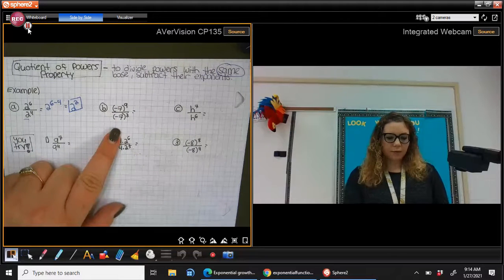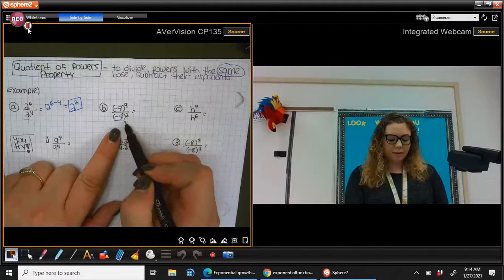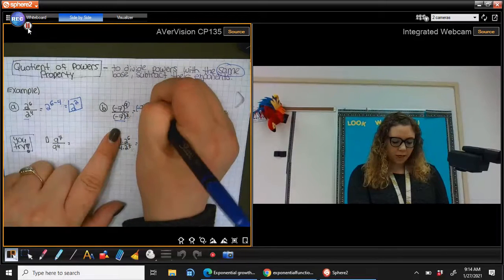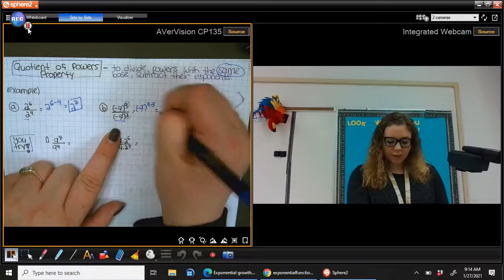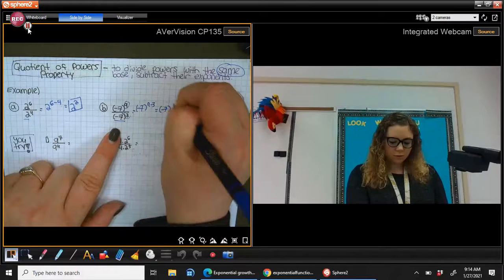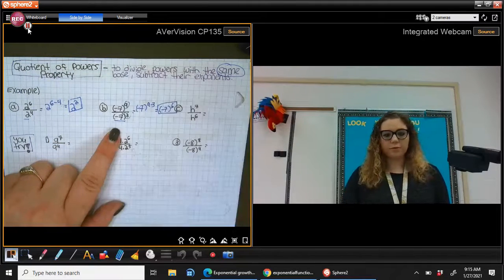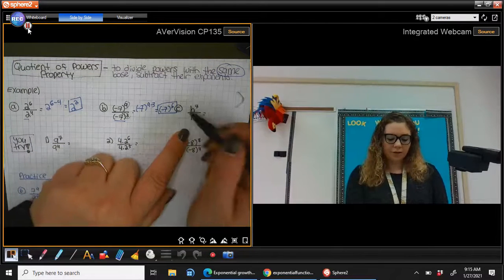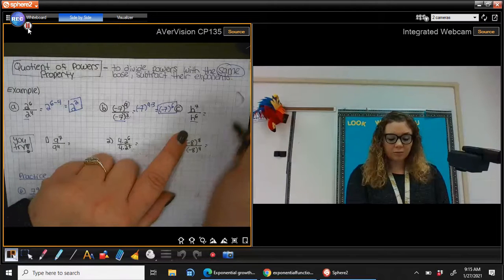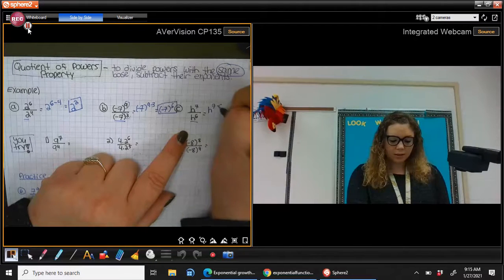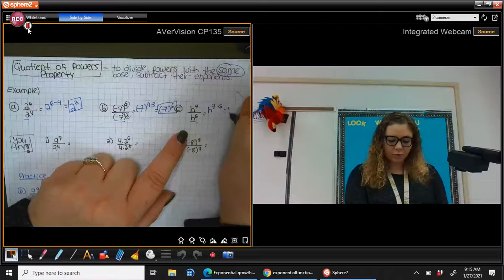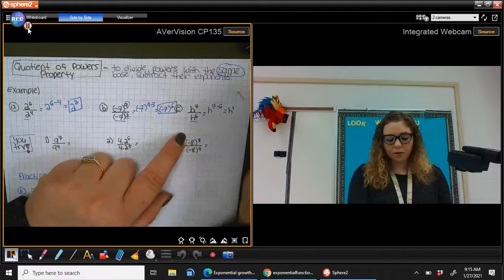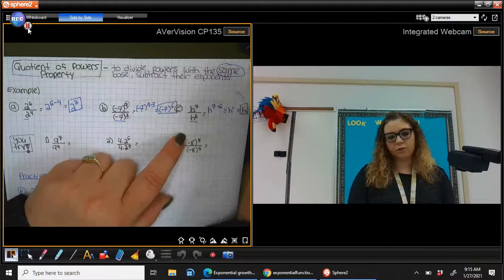Alright, B. Okay, I have the same base, so I'm going to subtract my exponents. So 9 minus 3 is going to give me 6. And this is my answer. Okay, let's do one more. My bases are the same. I'm dividing, so I'm going to subtract my exponents. 7 minus 6. And that's going to give me h to the 1. Okay. Do I have to put that 1 there? No. I can just write h because there's an understood 1 there.